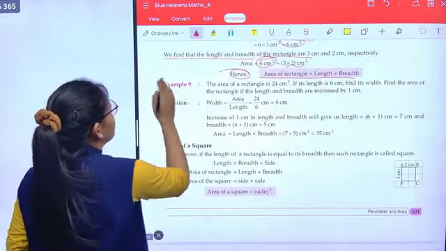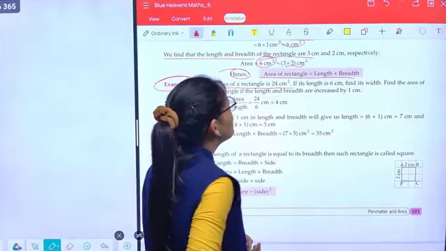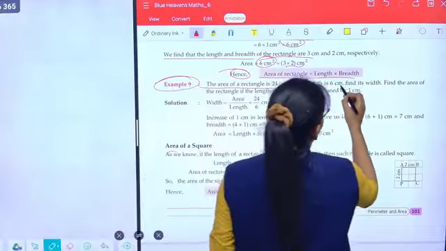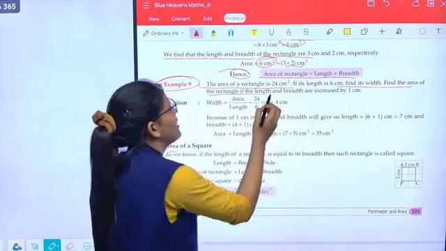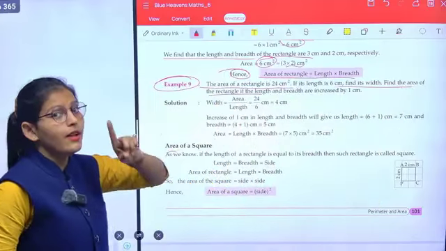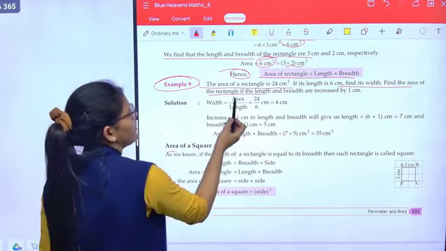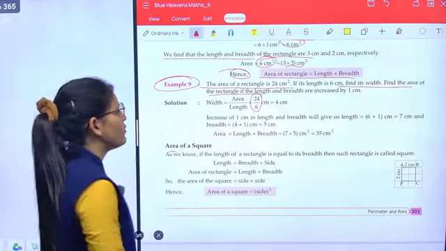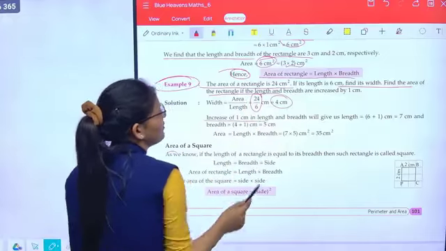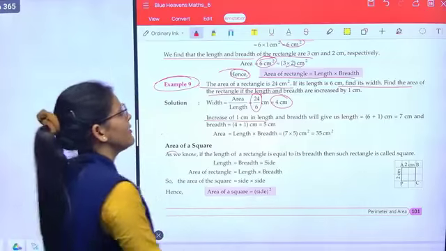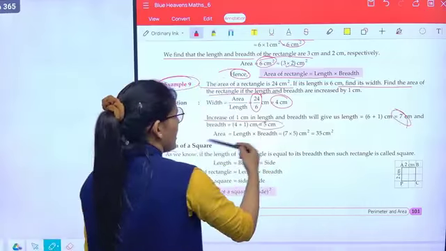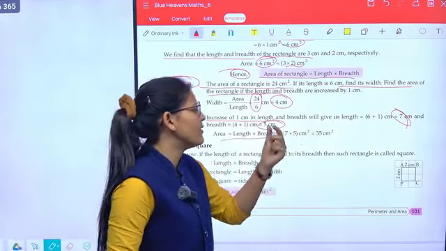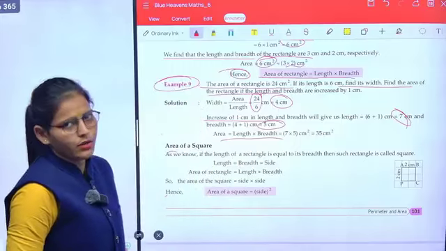Example number 9. The area of a rectangle is 24 centimeter square. If its length is 6 centimeter, find its width. Find the area of the rectangle if the length and breadth are increased by 1 centimeter. Now class, width is area upon length, 24 upon 6 centimeter, 4 centimeter. Increasing length and breadth by 1 centimeter will give us length 7 centimeter and breadth 5 centimeter. Now we will find the area again. Area is length multiplied by breadth, that is 7 times 5 is 35 centimeter square.